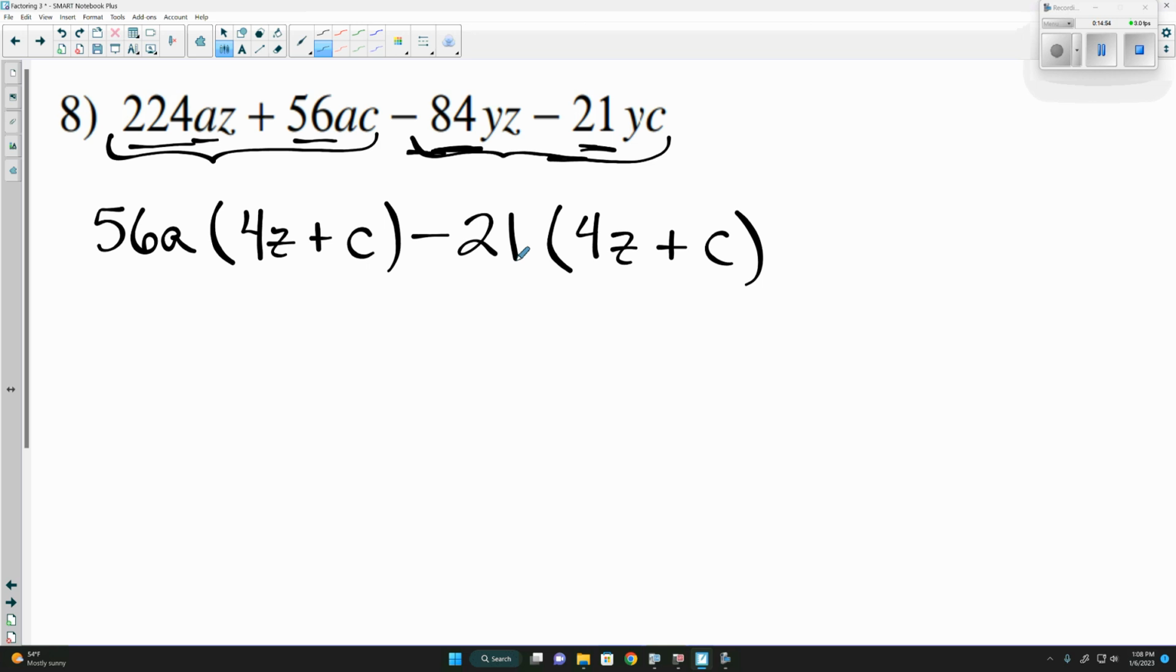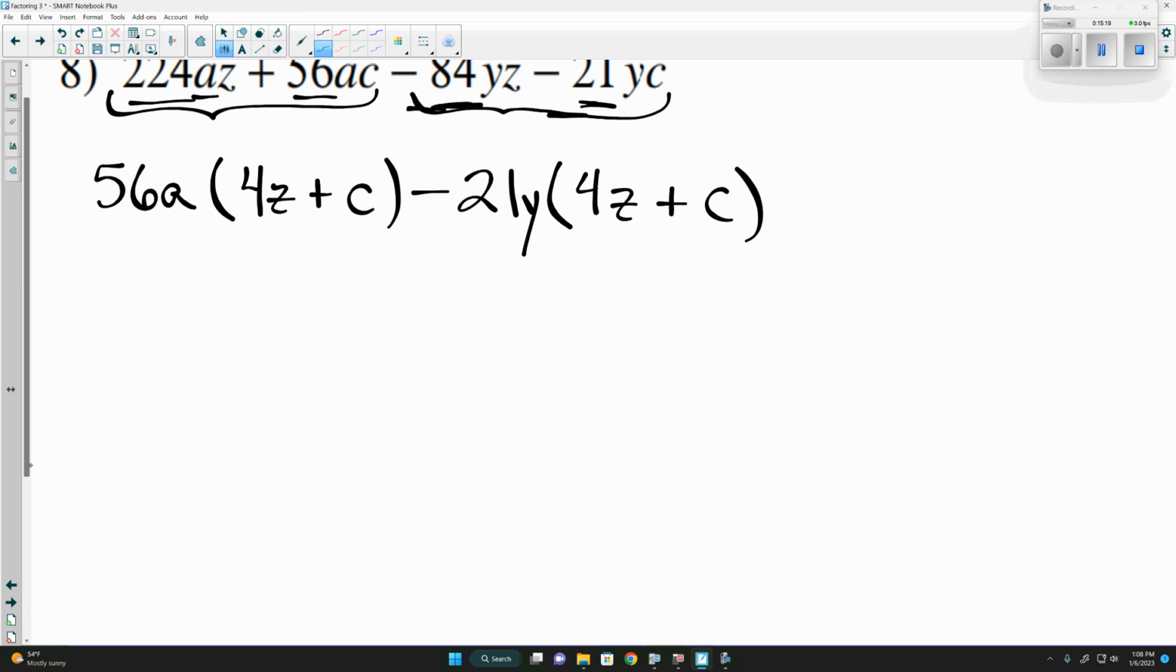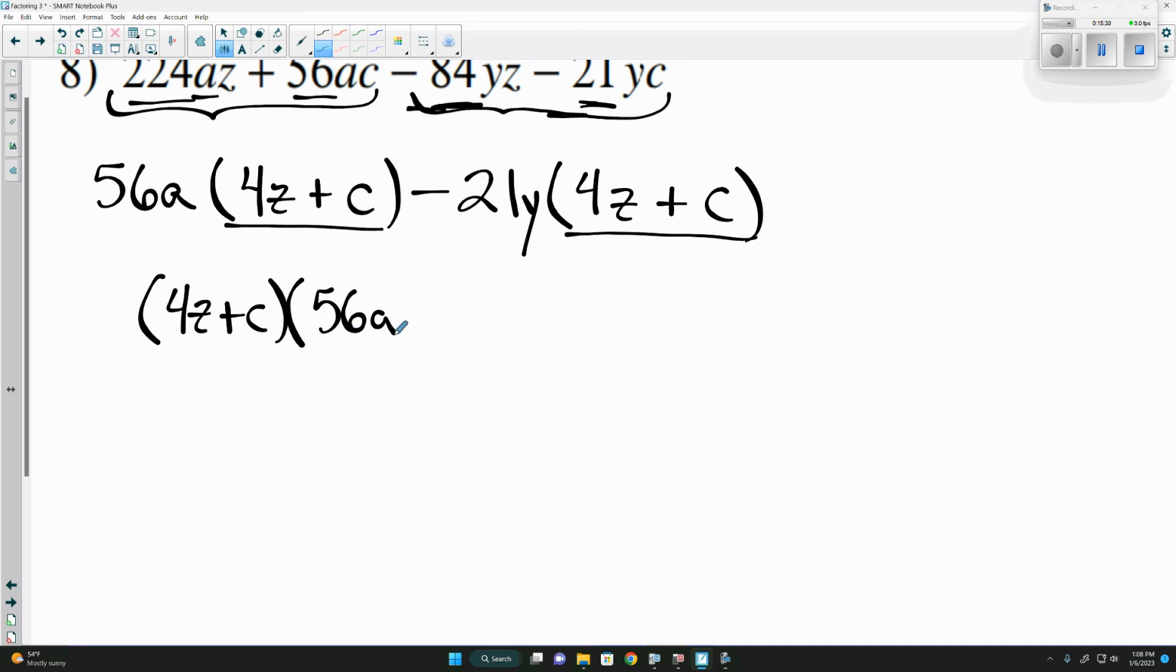21 divided by 21 is 1. And we also need what? So the greatest common factor between those is negative 21y. Is everybody able to follow that rabbit trail of a thought process? Now, we do have something in common with both of these here, 4z plus c. And when we factor that out, we'll have 56a minus 21y.